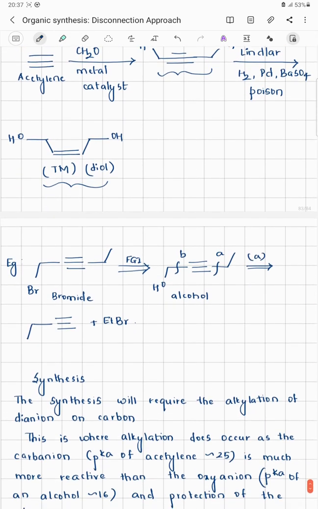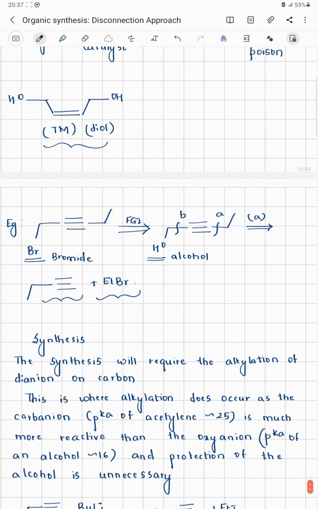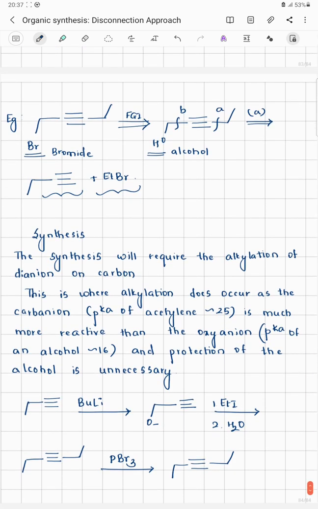Now, with the same system, if there is a bromide present, under functional group interconversion, this bromide can be converted to an OH system. Further, there can be two choices. When I have the substituted bromide, I can have A or B. Easily, I can cleave this B system or I can make use of the A system so that I can get an acetylenic and ethyl bromide system. So this synthesis requires the alkylation of a dianion on carbon.